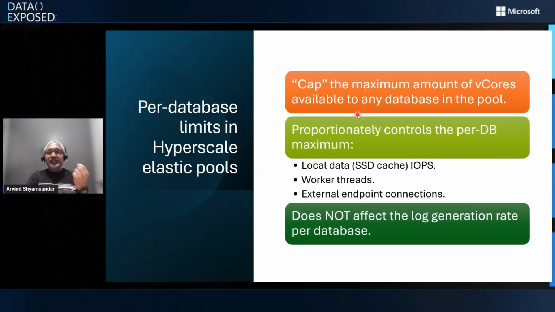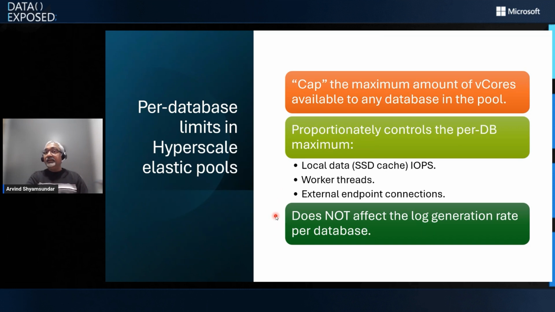I'm going to keep going into a little bit more detail here. The per database setting not only controls the amount of vCores, it also proportionally controls how many IOPS you get on that local SSD cache. It controls how many worker threads you are allowed to use and the amount of external endpoint conversations or invocations that you can have concurrently.